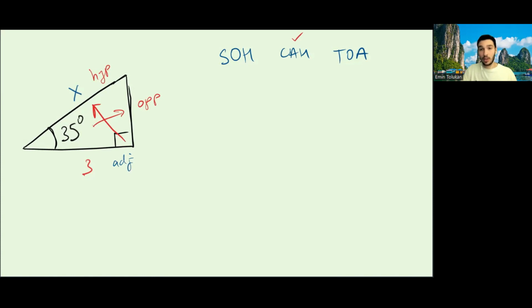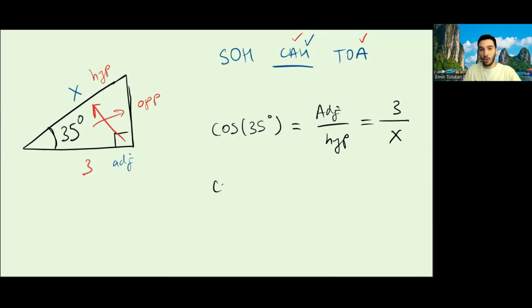So I will tick the equations where I have adjacent. And what else do I need? I need to find the hypotenuse. So which equation has hypotenuse? This one, so I will use CAH. Cosine of 35 degrees is supposed to be equal to the adjacent divided by the hypotenuse. Now let me ask you, do I have the hypotenuse? I don't. Do I have the adjacent? I do. Adjacent is equal to 3, hypotenuse is equal to x. So cosine of 35 degrees is equal to 3 over x. I can rearrange this equation, multiply both sides by x, and I will get x times cosine of 35 degrees is equal to 3.